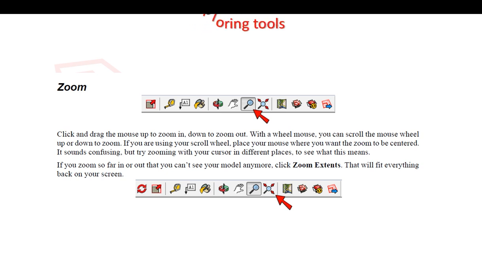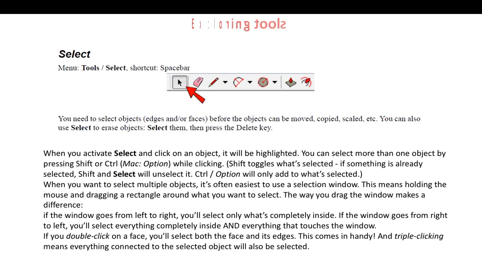Next, the Zoom tool. Click and drag the mouse up to zoom in, down to zoom out. With a wheel mouse, you can scroll the mouse wheel up or down to zoom. If you are using your scroll wheel, place your mouse where you want the zoom to be centered. It sounds confusing, but try zooming with your cursor in different places to see what this means. If you zoom so far in or out that you can't see your model anymore, click Zoom Extents. That will fit everything back on your screen.